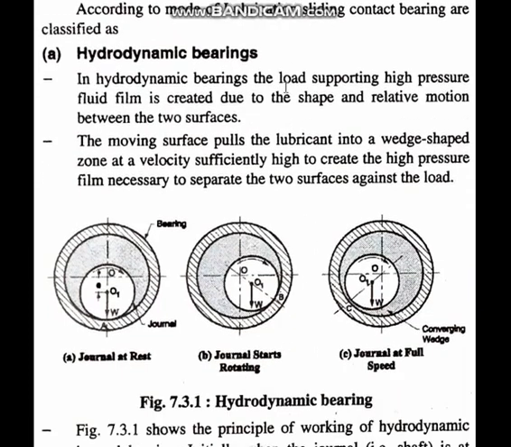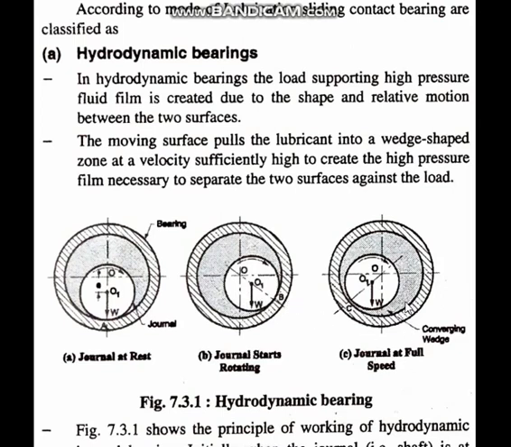In hydrodynamic bearings, the load is supported by a high-pressure fluid film. It is created due to the shape and relative motion between the surfaces. A journal bearing at rest will be like this. It is a little exaggerated, so much gap won't be there between the bearing and the shaft; it is shown this way for us to understand. When the shaft is not rotating, it will be touching here. When the shaft starts rotating, it may move a little to this side, but contact is still there.